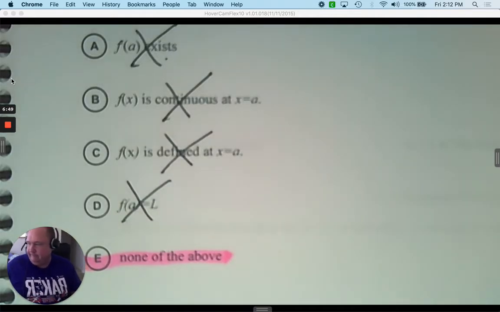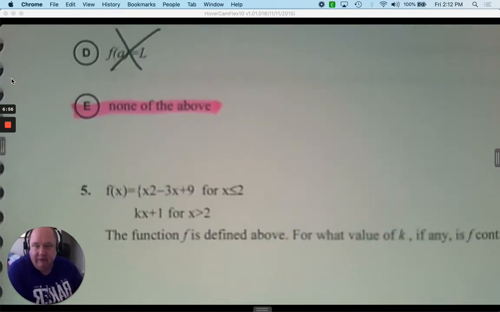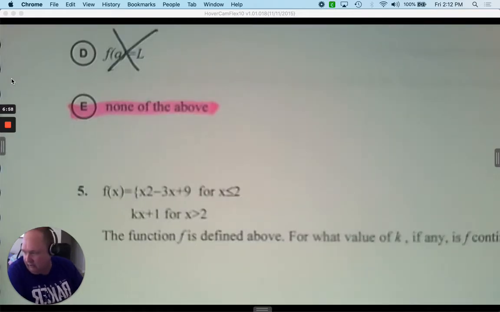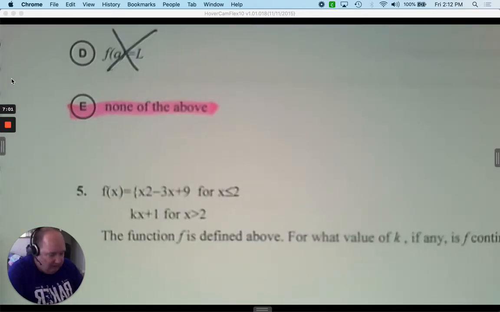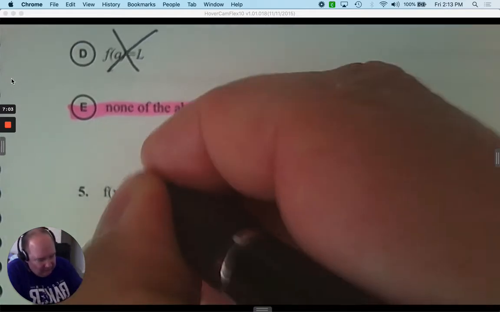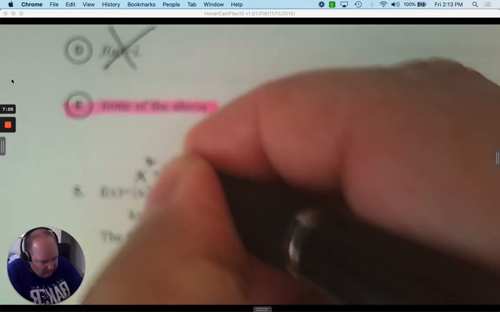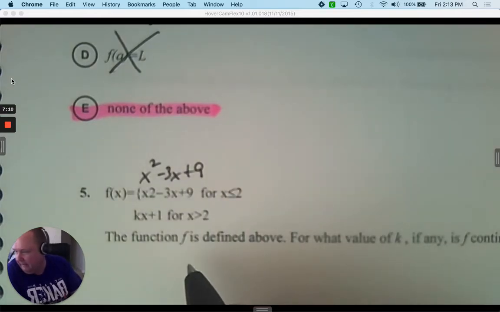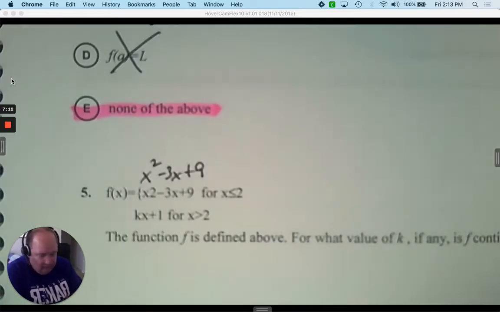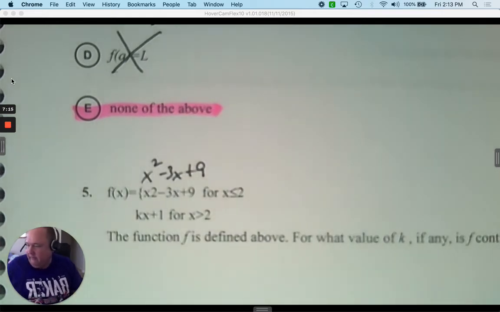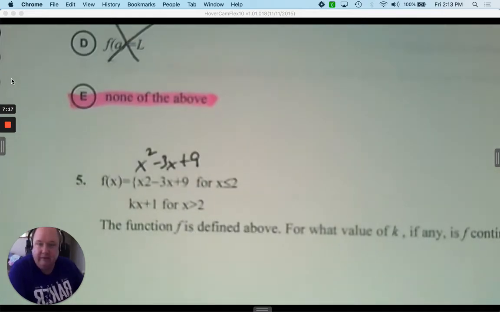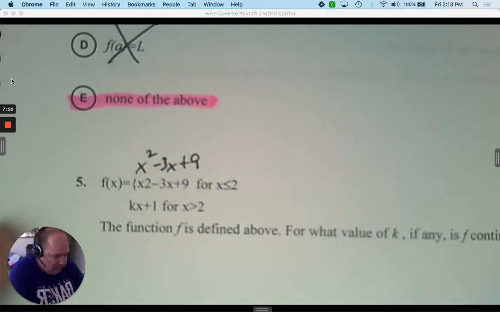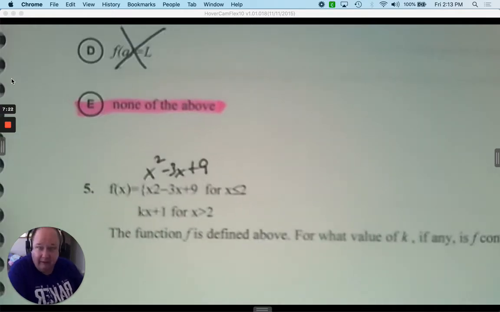Number 5. In number 5, f at x equals x squared minus 3x plus 9. That should say x squared, so that's a graphics issue. And the second one is kx plus 1 for x greater than 2. It says the function f is defined above. For what value of k is f continuous at x equals 2?